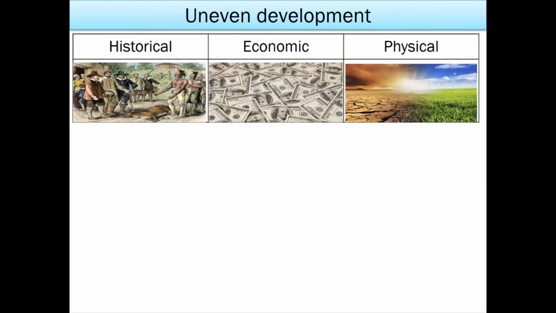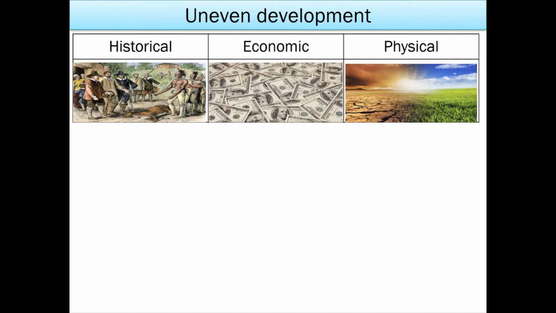So our final learning objective of this lesson is to look at what causes uneven development across the world. And uneven development just means, why are countries at different levels of development? So why are we not all on the same level of development across the whole globe?